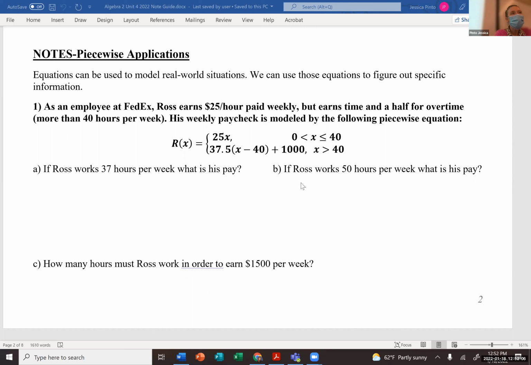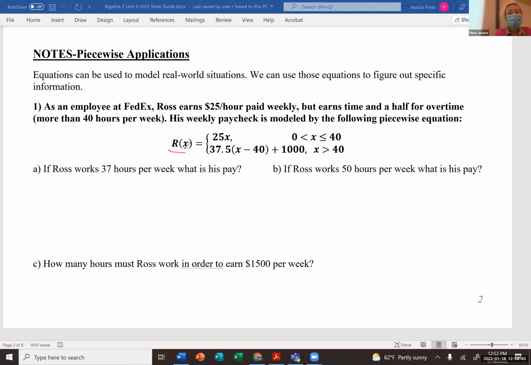So when we look at our first example, we're seeing here that as an employee at FedEx, Ross earns $25 per hour paid weekly, but earns time and a half for overtime, which is more than 40 hours per week. That's very standard. Every person that's paid hourly is subject to this same piecewise function, except they will have a different dollar amount earned per hour. But everyone gets time and a half for overtime. So that's pretty cool. His weekly paycheck is modeled by the following piecewise equation.